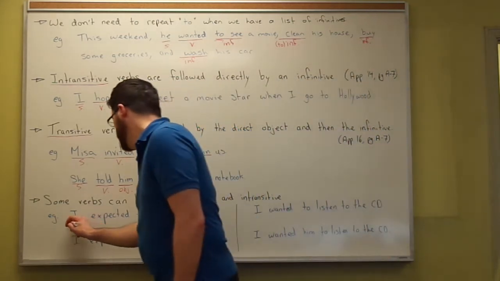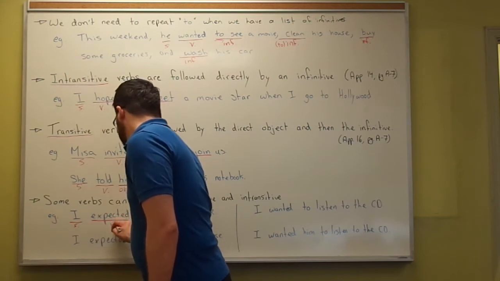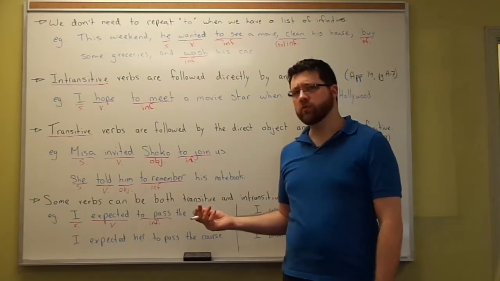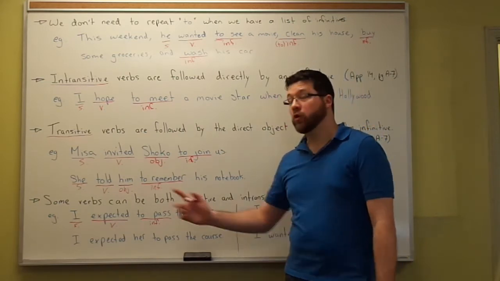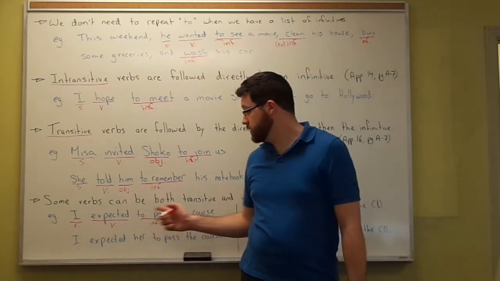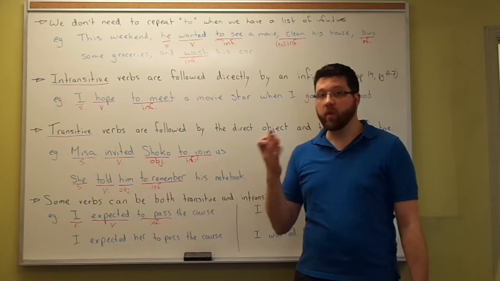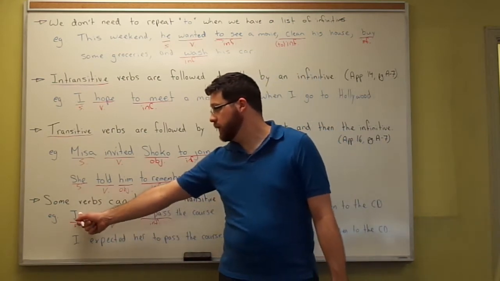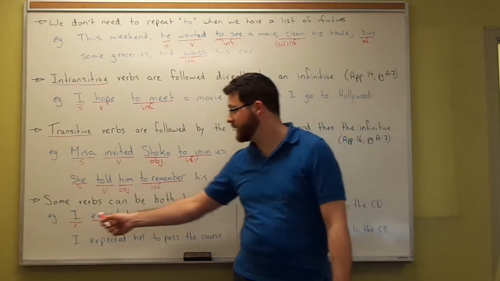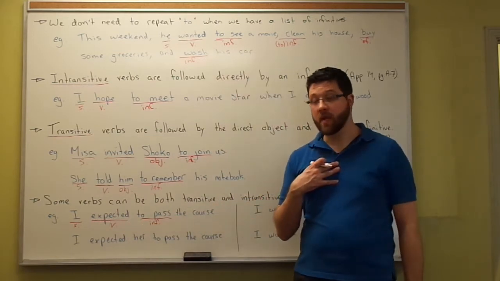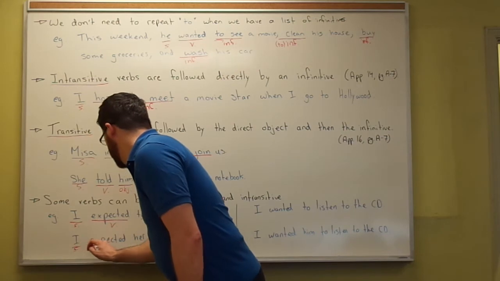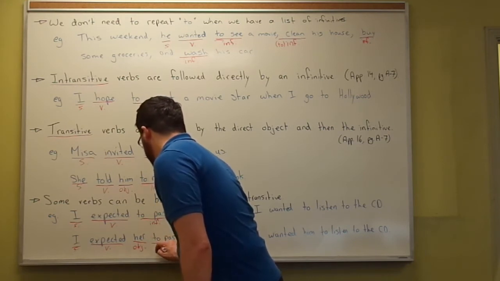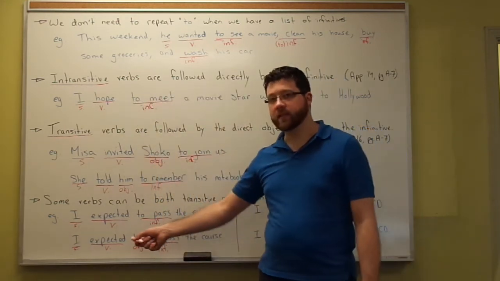So, for example, I, subject, expected to pass the course. Who was taking the course? Who did I expect to pass the course? Well, in both cases, the answer is I. I was taking the course. I wanted to pass the course. So I expected to pass the course is about me. But I expected her to pass the course. I expected her to pass the course.